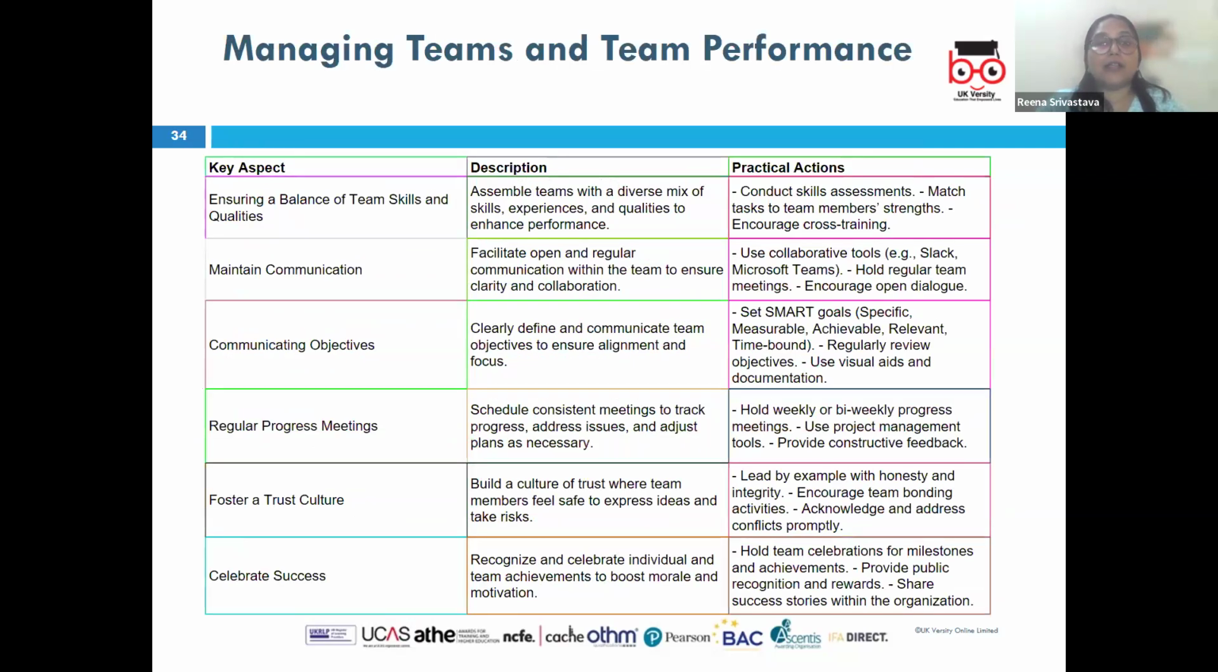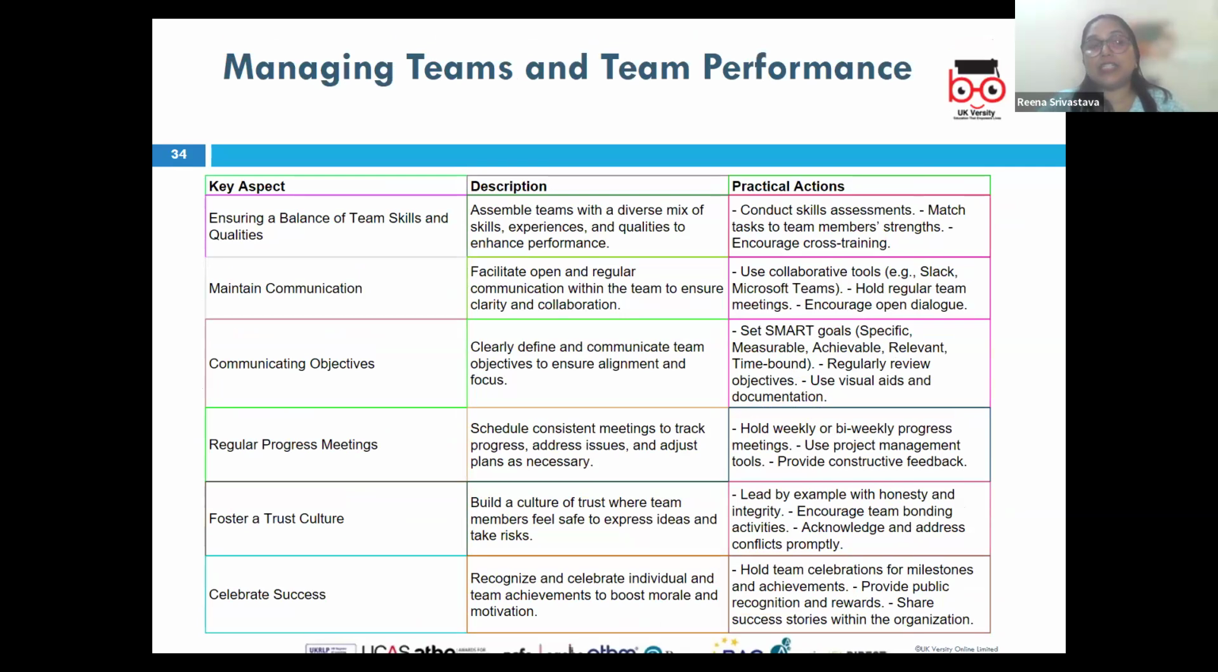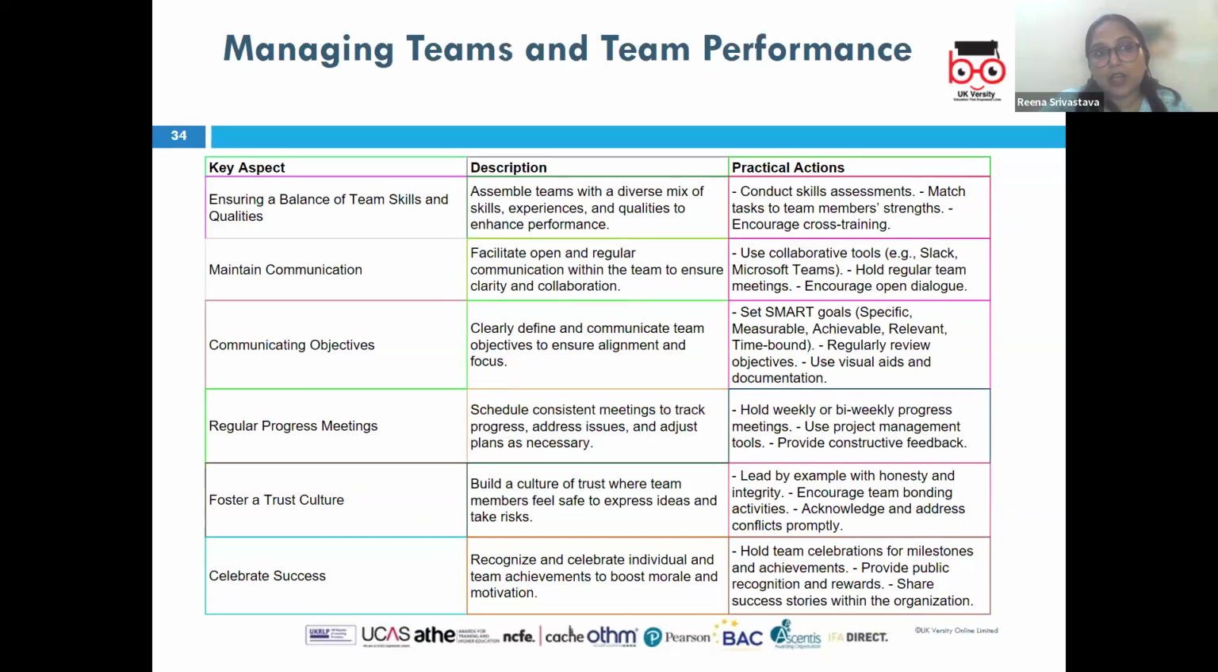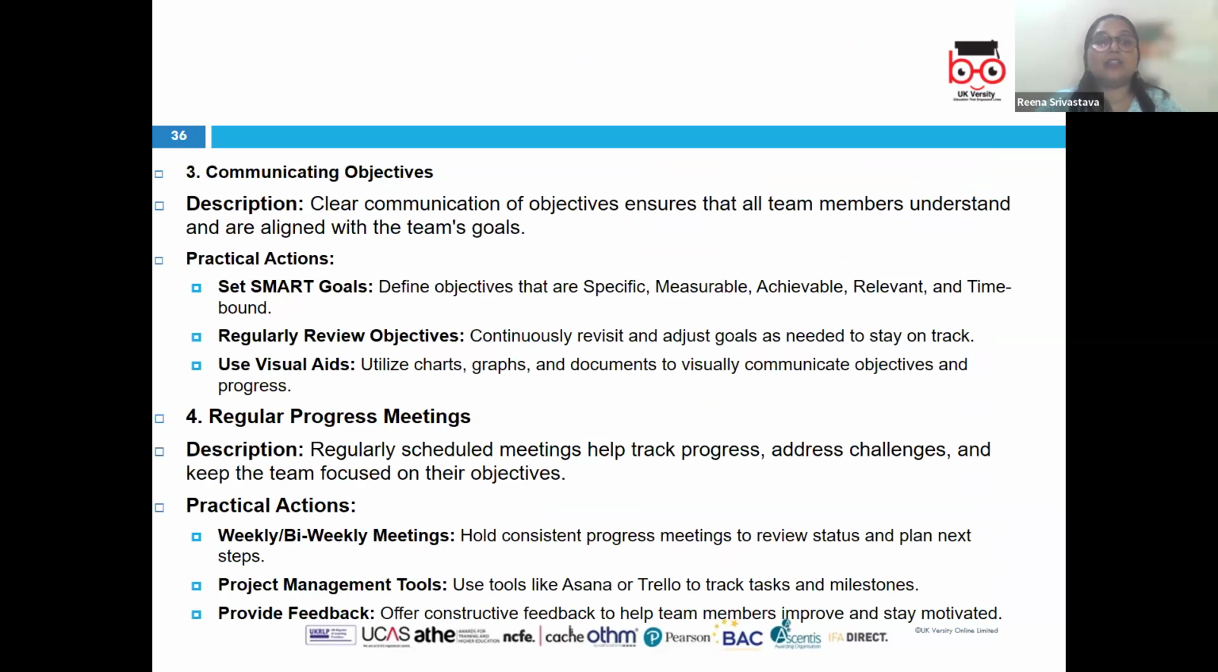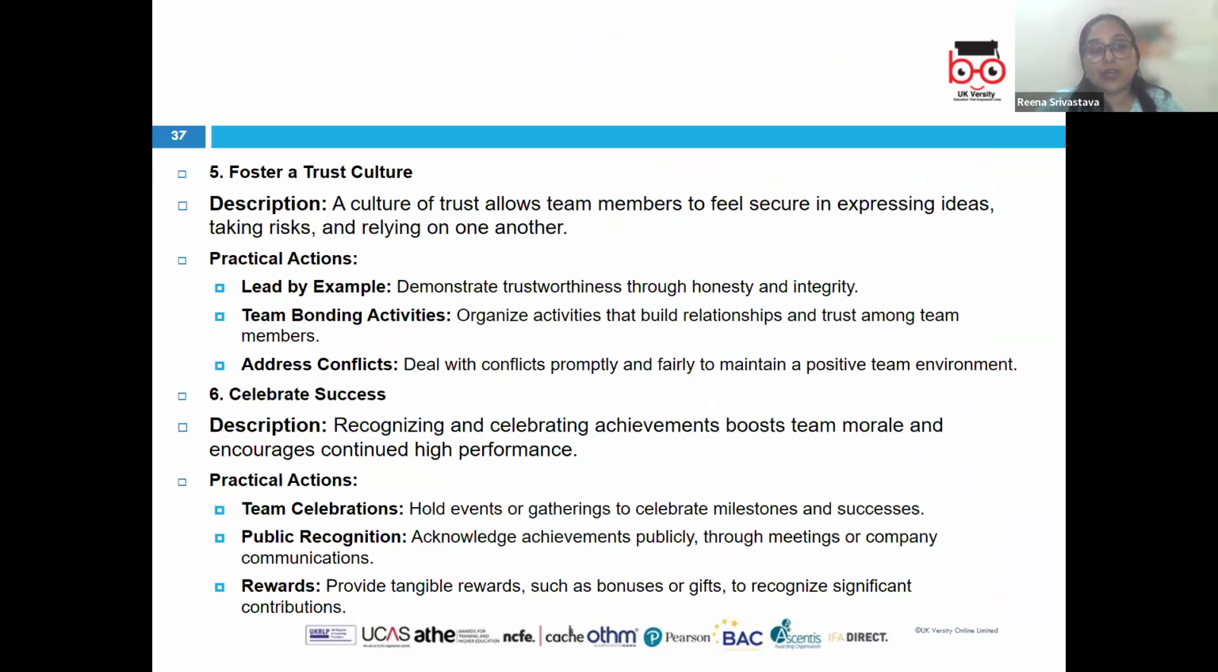Next, you have a table about the ways to manage team and team performance. The key aspect of this is how you're going to manage the team by creating a trust culture, by celebrating the success, by maintaining communication, and making a balance of team skills and qualities. The action steps that you need to take are conducting the skill assessments, matching the tasks to the team members' strengths, and at the same time ensuring there is cross-training. These have been explained in detail here. You can read them, and we have already covered them at various parts of the LO.